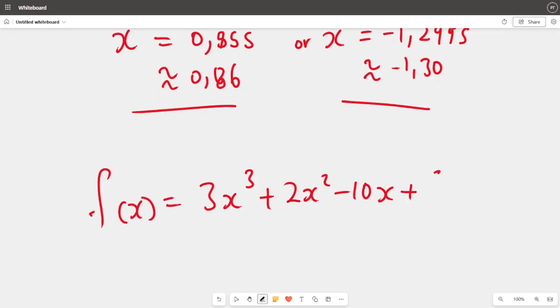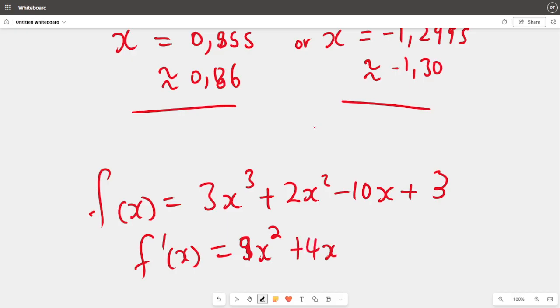So the first thing is to derive f prime x. After you derive f prime x, you're going to say 3 multiplied by 3, which is 9, and then x, take the old exponent, subtract 1, which is going to be 2. And then you say 2 multiplied by 2, which is plus 4, and then you get x. 2 minus 1 is just 1. Then here it's 1 multiplied by negative 10, which is just negative 10.